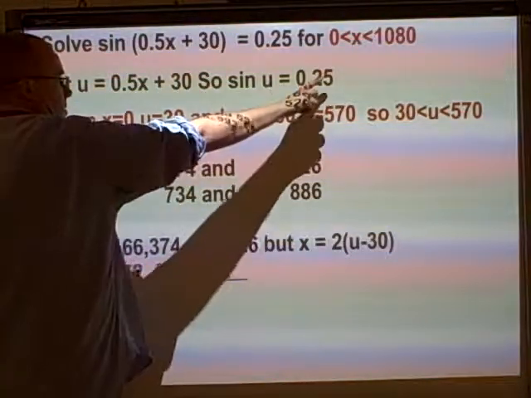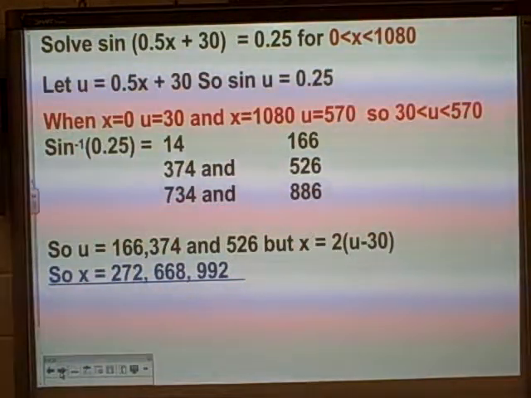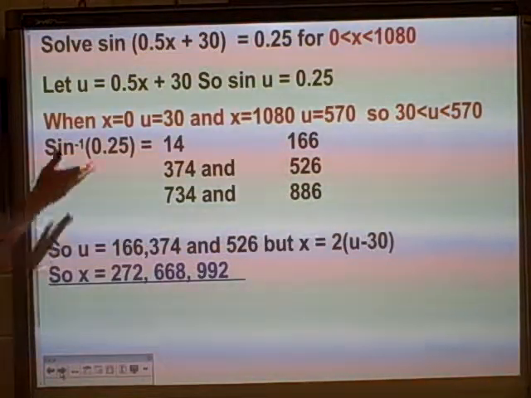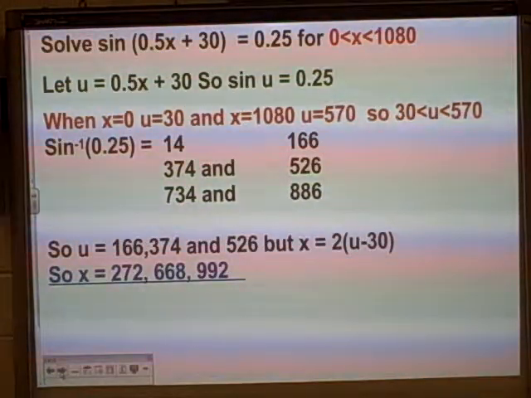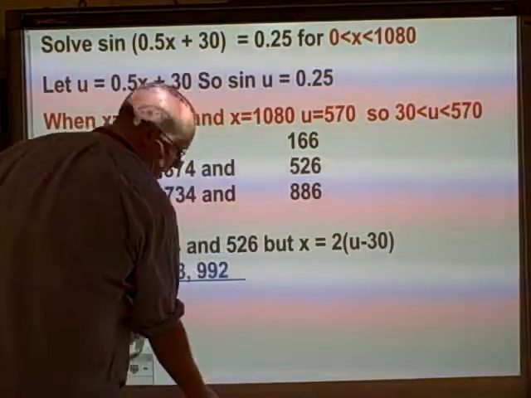So sine u equals 0.25, so do inverse sine or arc sine, whichever you prefer, of 0.25, and to the nearest degree, we're going to get 14 degrees. Now we can find the second one by using the symmetry of the graph.